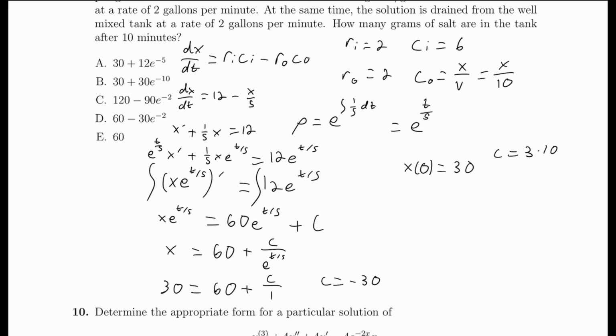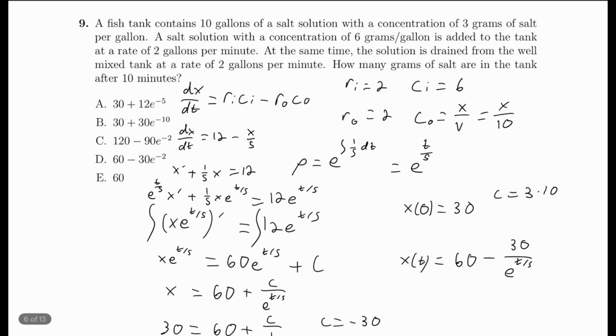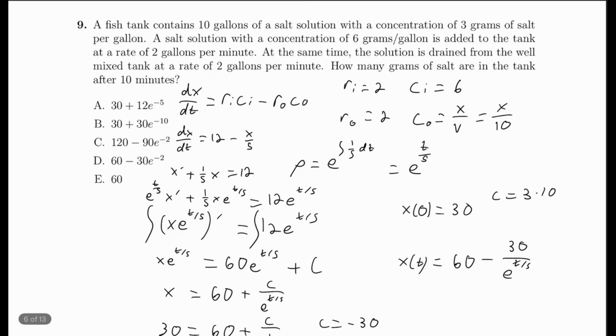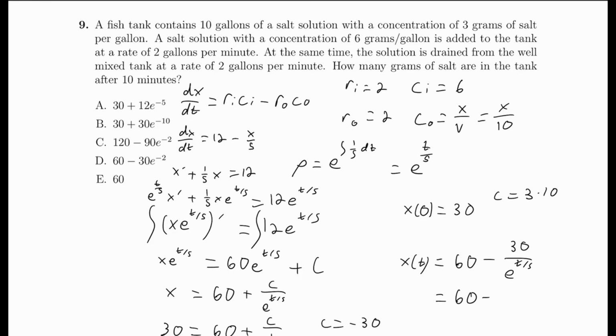We can go ahead and plug this back into our general solution and get x of t. I'm just pulling this from right here. Plugging in gets us x of t is equal to 60 minus 30 over e to the t over 5 power. And then it's asking us to find at t equals 10 how many grams of salt are in the tank. So we'll go ahead and plug in 10. That'll get us 60 minus 30 over e to the 10 over 5, which is e squared. Let's go ahead and take a look at our answer choices. That looks like it'll match answer D. They just wrote it differently.